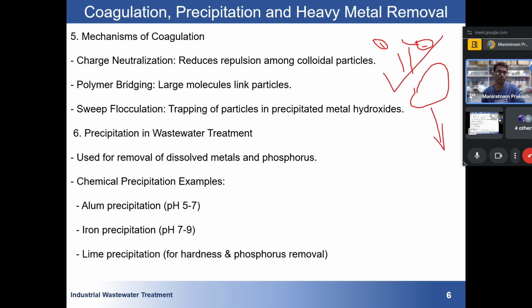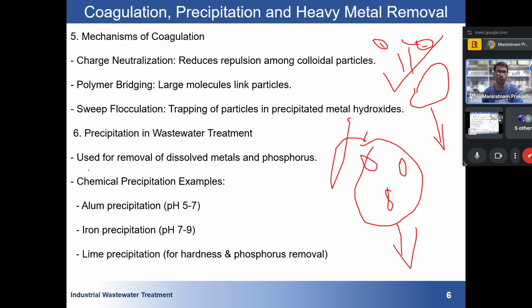Second, let's say I don't want to neutralize the charge, so there is polymer bridging. Suppose there is one particle, and there is another particle. I will add one polymer. Polymers are very long chains, like a long carbon chain. This polymer will bind all these particles and make a heavy particle, and that will settle down.